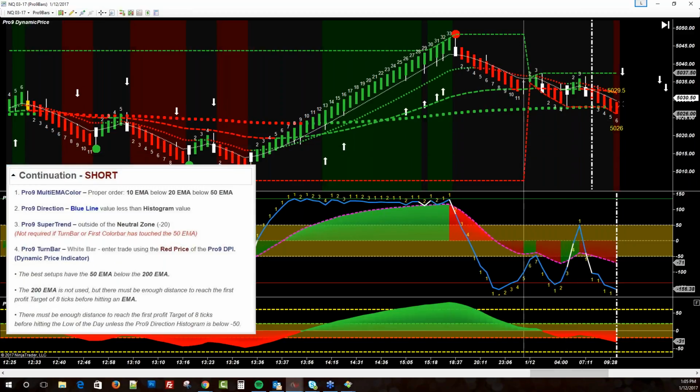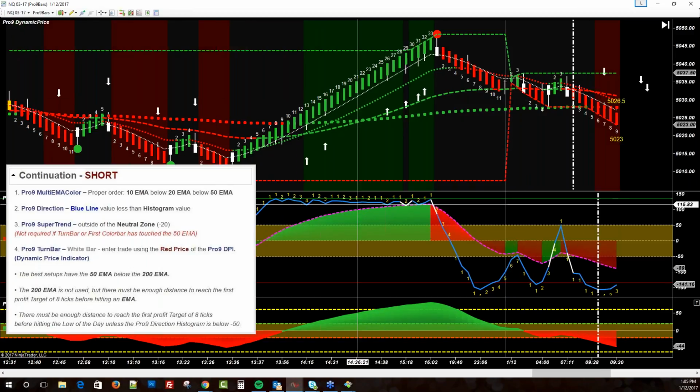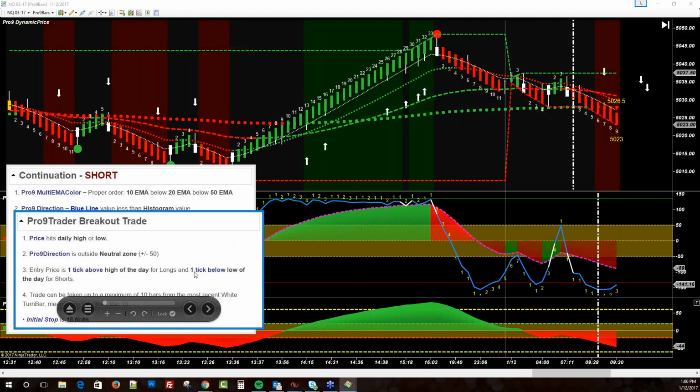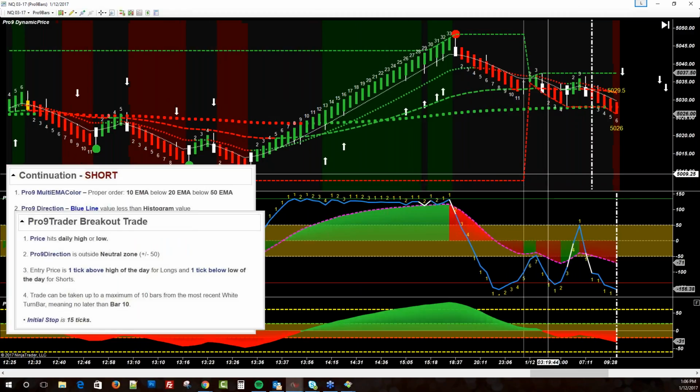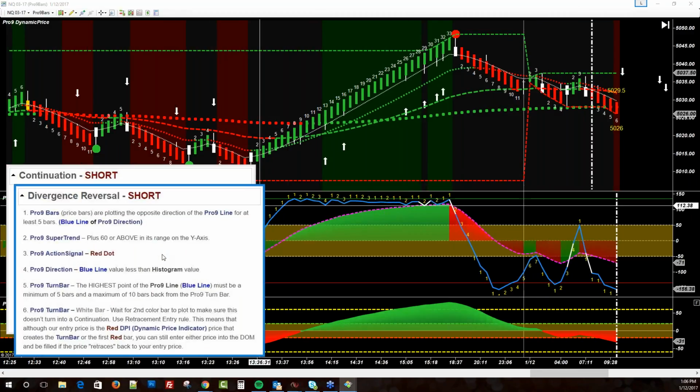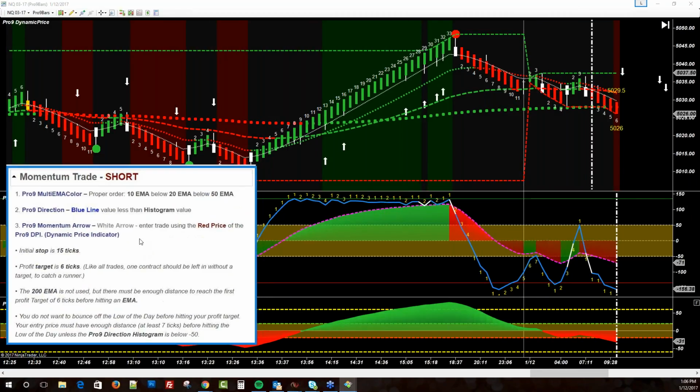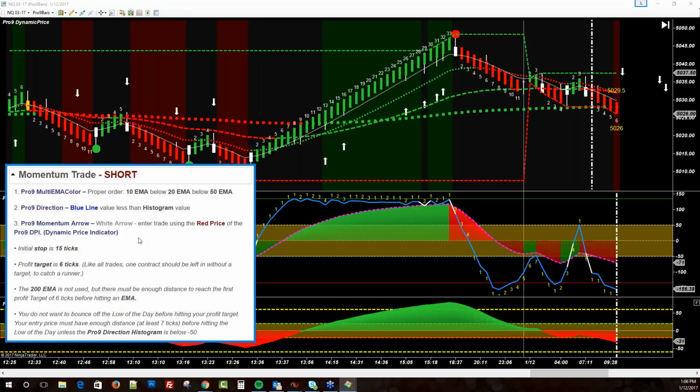And after this next bar plots, we see that our EMAs are now in the correct order for a short trade, either a short continuation if we get a couple of turn bars in a row, or a possible momentum short. A momentum has the least amount of rules to qualify a trade, so it's very simple, especially with these new updated indicators.